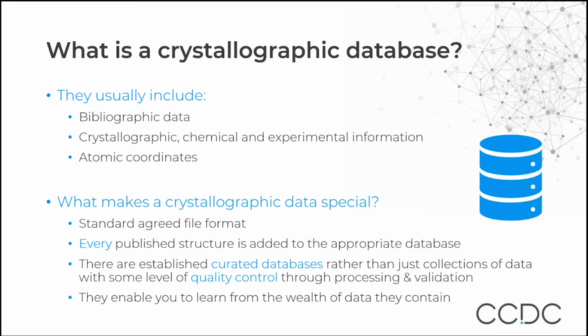Crystallographic databases like the CSD usually include publication details as well as crystallographic, chemical, and experimental information. Importantly, they usually include atomic coordinates too, so we can see the 3D chemical structure and really explore the nature of crystals. Crystallographic databases are special because there is an agreed file format that helps us share and understand structural data, and crystallographers have a long history of data sharing. This means that every published structure can be collated together, and it has enabled curated databases to be established. The structures in these databases are processed and validated, enabling you to learn from the wealth of data they contain.